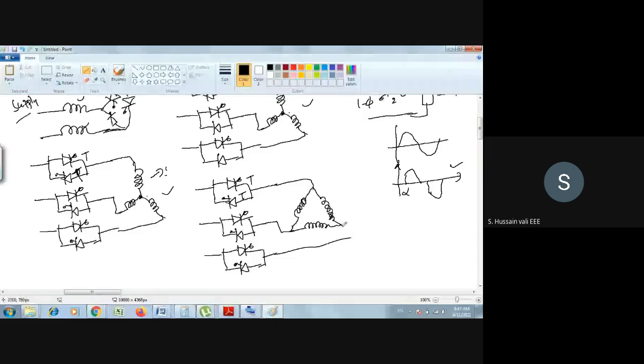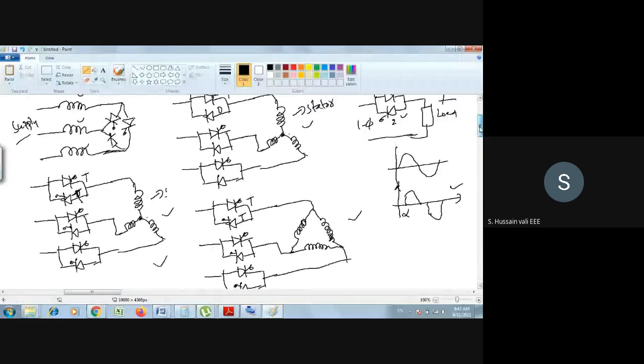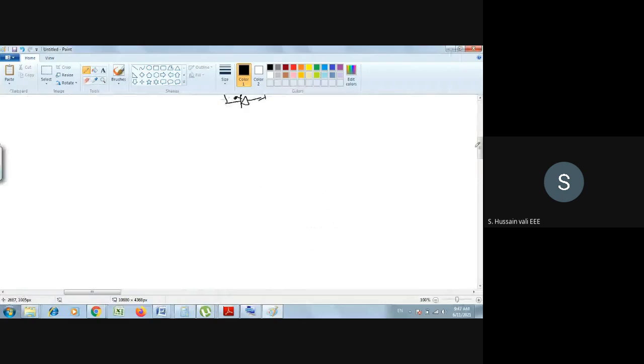So the stator is now delta connected. Same circuit diagram, both are the same, except here the stator is delta connected. So we are drawing several circuit diagrams of three phase AC voltage controllers. You can draw some more, in different ways. There is nothing wrong in this. Each one has its own advantages and disadvantages.